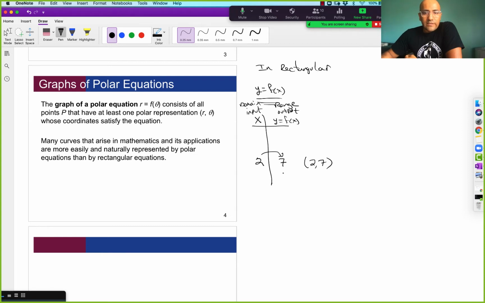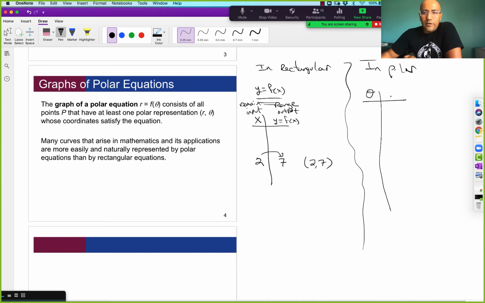Okay, so that's rectangular. All right, but now they're pointing out that there's something very similar going on when we want to graph in polar, except that in polar, the input value is theta. In polar, we're also going to create a table of values, and we're going to have theta as our input, and we're going to have r as our output, right? So we pick an angle, and that's going to be our domain. The domain, the input, is an angle, right?